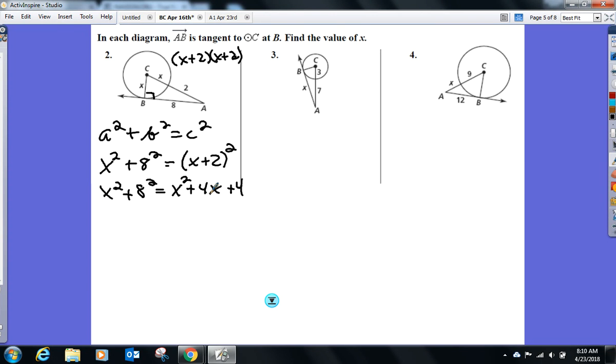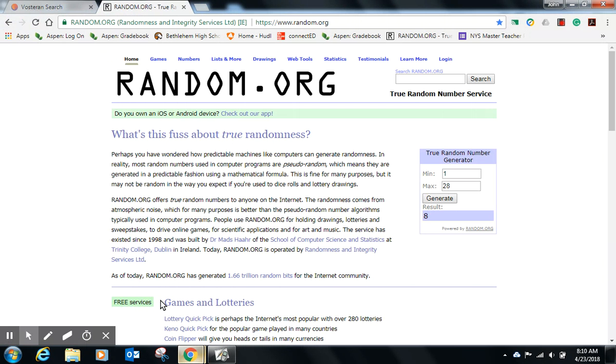Okay, when you start moving things over, what's going to happen to my x squareds? When I start moving things around, what's going to happen to these x squareds? They're going to cancel because I'm going to subtract 1 over and it's going to cancel the other one. So I'm just left with 64 equals 4x plus 4, and I'm hoping you guys can solve that from there. Solve for x, get it all by itself. And when you get to that point, x should equal 15.